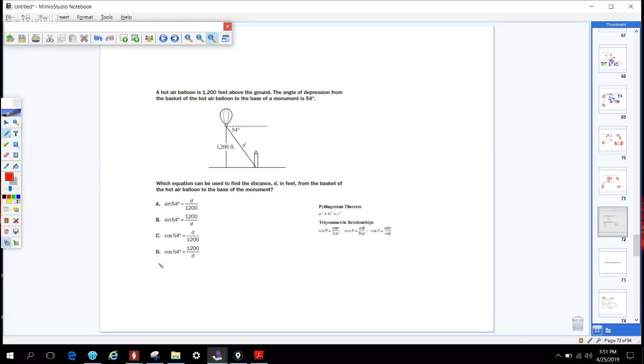Okay, last question that I'm going to show you something online. Next, here is where I told you before, they're going to check you from alternate interior. Here's 54, so here's 54. Let's see what they give us. Well, if this is 54, here's my right angle, so this is my hypotenuse. This is my opposite. So I know I'm using sine, so I can cross off C and D. My opposite is what value? 1200. And my hypotenuse is D.